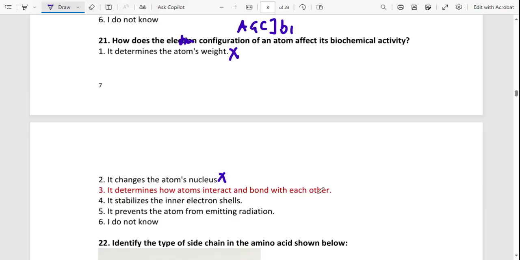Determines how atoms interact with each other. Yes, chemical reactions are determined by the electrons. Stabilizes the inner electron shells. Not really. Prevents the atom from emitting radiation. Not really.